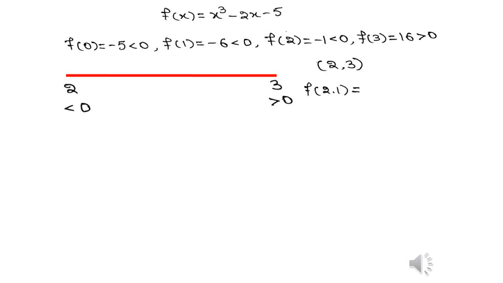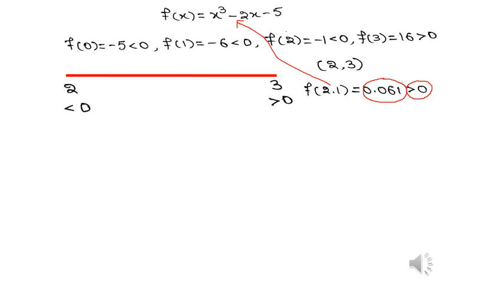Let us find f of 2.1 and check whether it is positive or negative. So f of 2.1, how do we find it? Just put 2.1 in the place of x in the function. You will get the value 0.061, which is greater than 0. So we got f of 2.1 value is greater than 0.